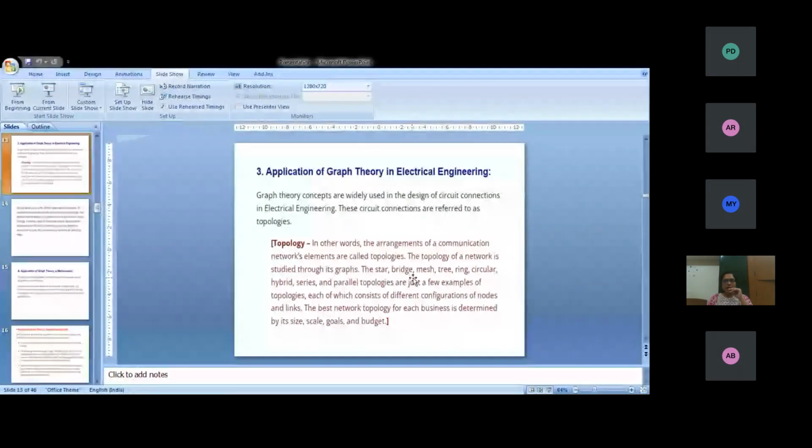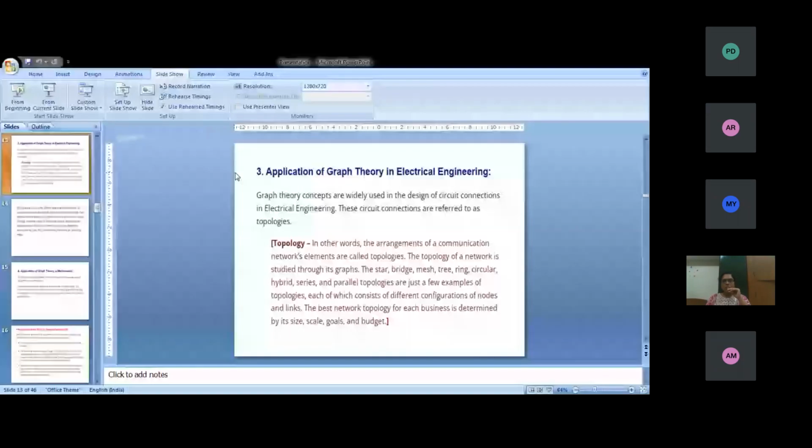The star, bridge, mesh, tree, ring, circular, hybrid. So these are some of the topologies. We'll be having different types of connections. So they are saying a star connection, bridge, or it may be a mesh, or it may be a tree. These are different configurations of nodes and links, and the best network topology of each business is determined by the size, scale, goals, and budget. So according to the budget of the business, the topology can be defined.